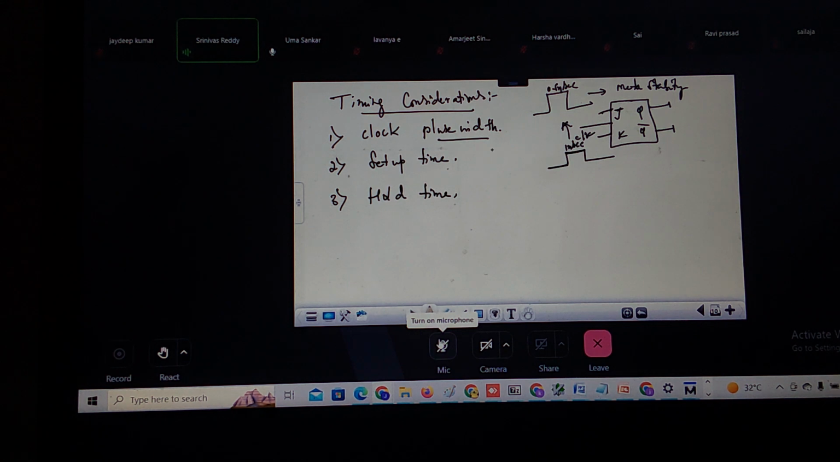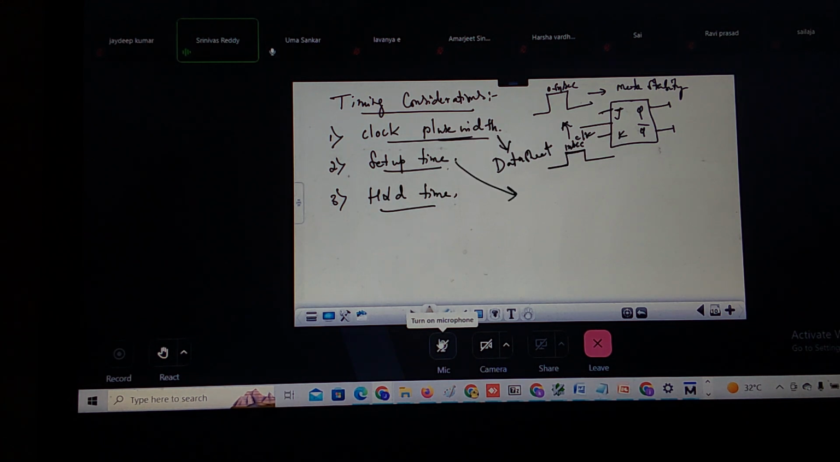You can ask me one question: where will I come to know all these details? Suppose I am using flip-flops, where will I get this data? This data should be available in the data sheet. What is the clock pulse width, what is the setup time, what is the hold time you should follow to avoid the metastability problems? So this is the first timing consideration, the clock pulse width.